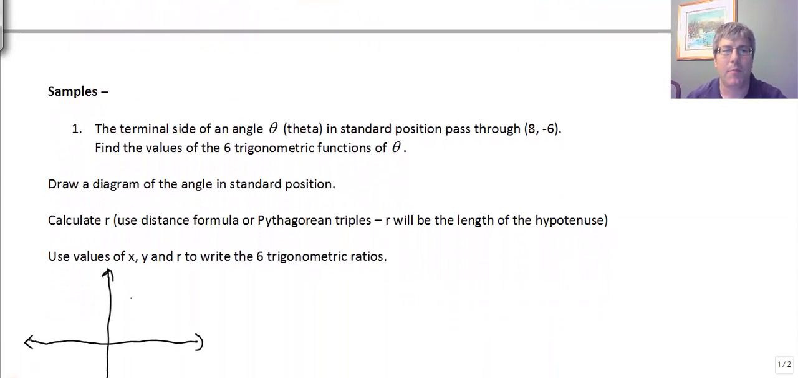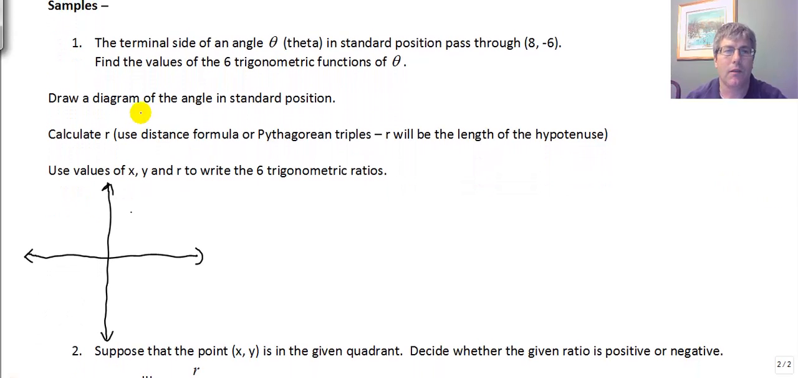So let's take a look at some sample problems. The terminal side of an angle theta is in standard position and passes through 8, -6. Find the values of the 6 trigonometric functions of theta. So we want to first draw a diagram of the angle in standard position. So we're going to plot 8, -6, and we're going to draw r. And then we're also going to mark our angle theta.